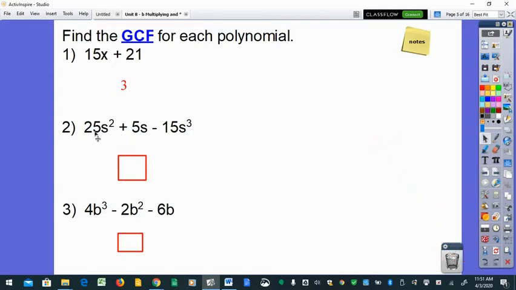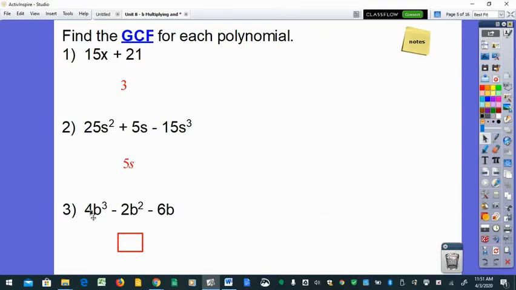If we look at the 25, the 5, and this negative 15, the biggest number that divides into all 3 would be a 5, and then they do all have an s. So what is the smallest exponent? It's s to the first, so they all have a common factor of 5s.